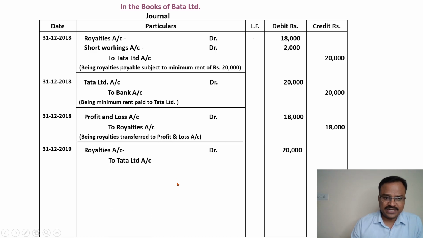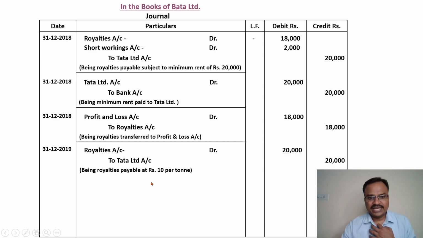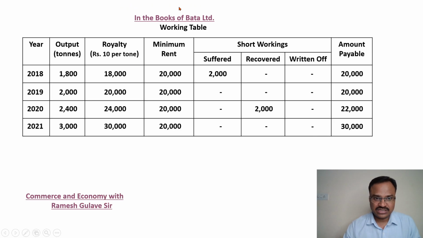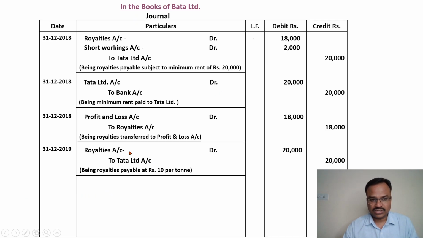Okay, so the first entry here is royalties account debit 20,000 to Tata Limited 20,000, being royalties payable at rupees 10 per ton. This is the narration for 2019, because in 2019 there are no short workings, right? So for 2019 the first entry is royalty account debit 20,000 to Tata Limited. It means royalty account debit to landlord account. This is the fixed entry.